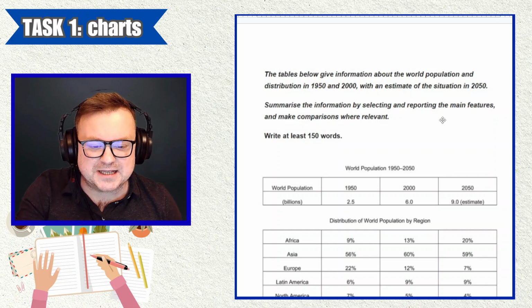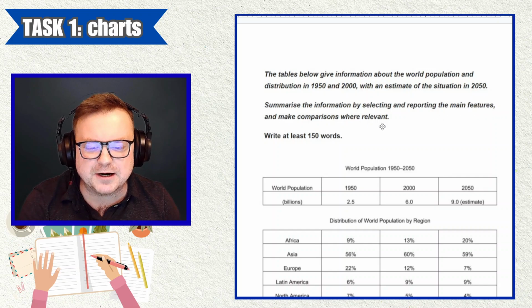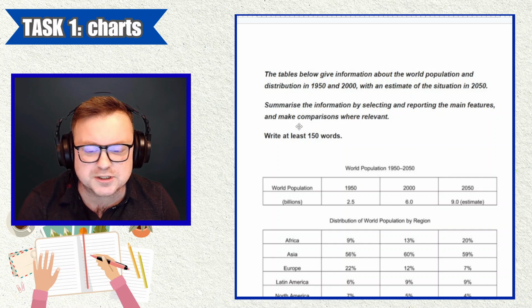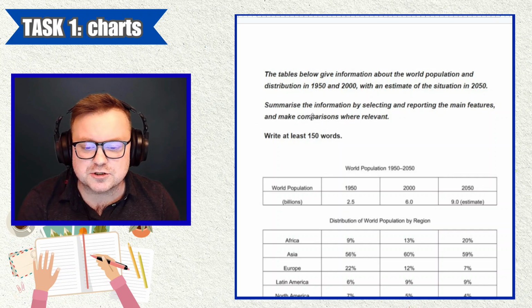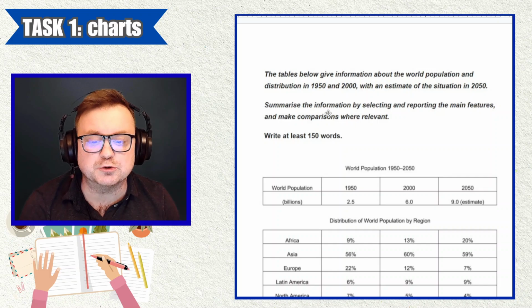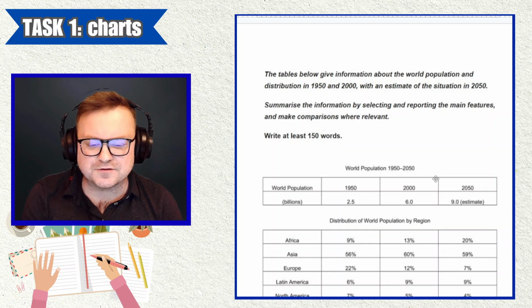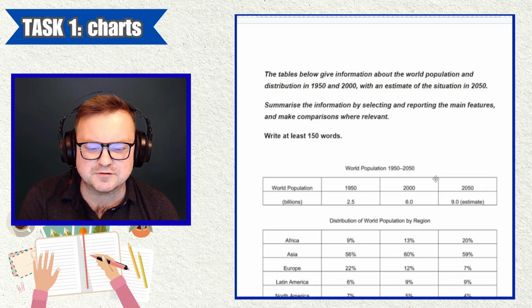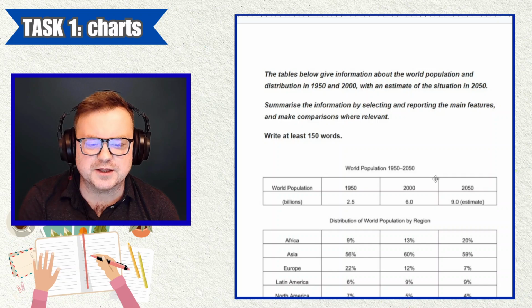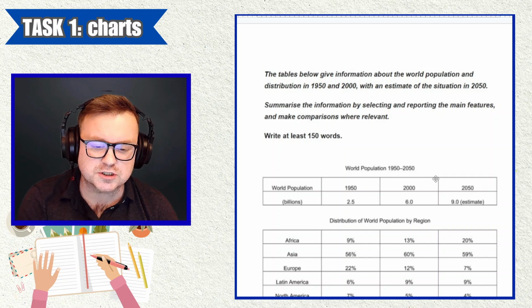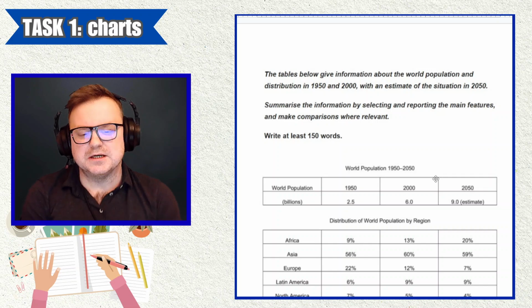Summarize the information by selecting and reporting the main features, as always, and make comparisons where relevant. We know this second part is written in every IELTS academic writing task 1. Are comparisons relevant here? Absolutely. You have 3 different time periods, 1950, 2000, and 2050. So we want to see some comparative language, whether that's comparative verbs, whether that's comparative adjectives, or just using comparative structures with figures, twice as many, 3 times less, or something like this, possibly.